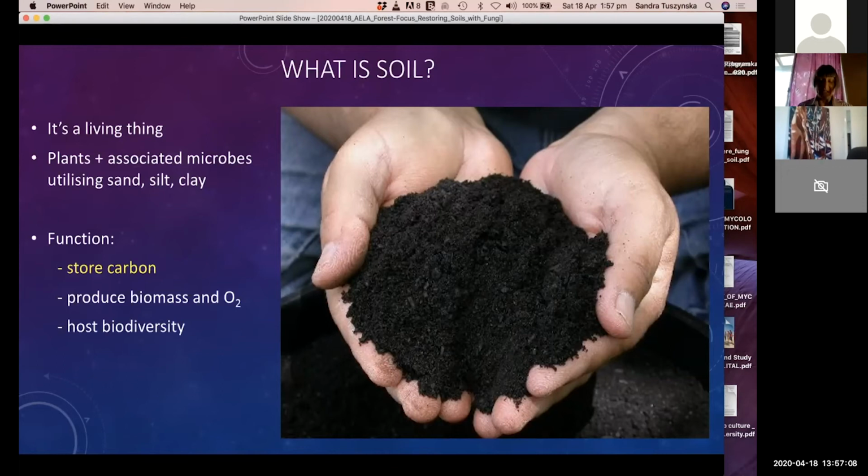Also, it hosts a ginormous amount of biodiversity. The largest biodiversity on Earth is actually under soil, but of course we know hardly anything about it. It stores and filters water as well, and it stores and cycles nutrients.